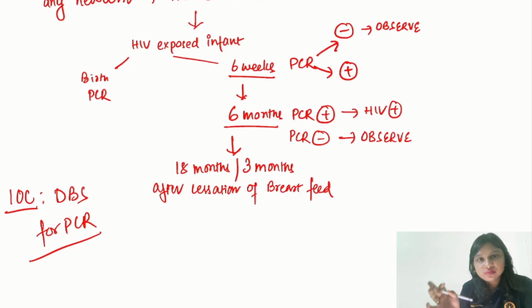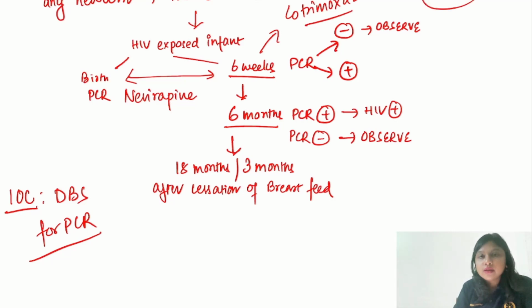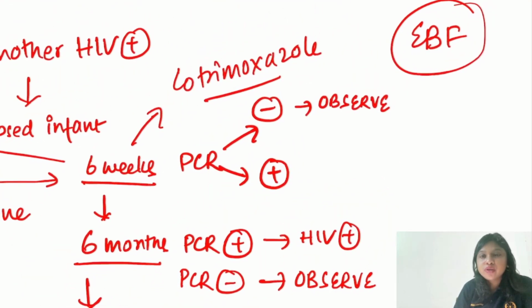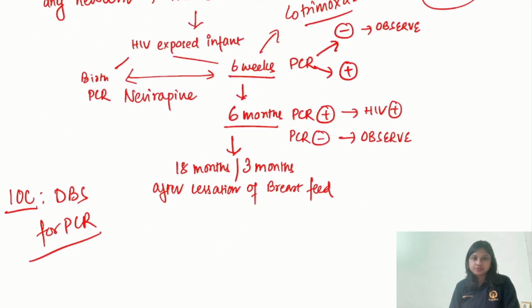And from birth to 6 weeks, you're going to start with the nevirapine prophylaxis. And from 6 weeks, you need to start with the cotrimoxazole prophylaxis. Exclusive breastfeeding is preferred over exclusive replacement feeding. But again, it is the mother's discretion whether she wants to go for exclusive breastfeeding or exclusive replacement feeding. So this is very short about the NACO guidelines.